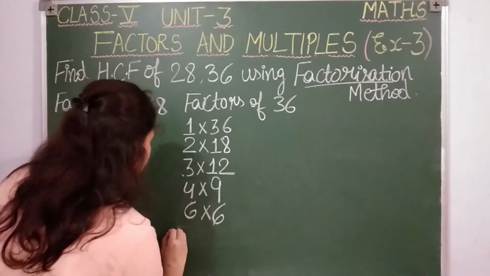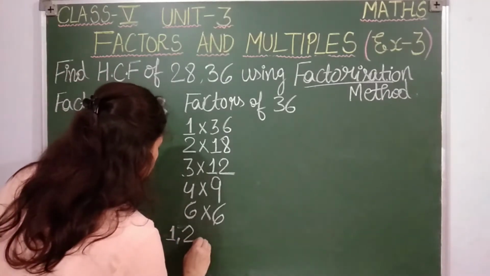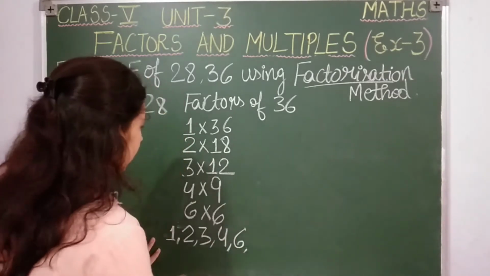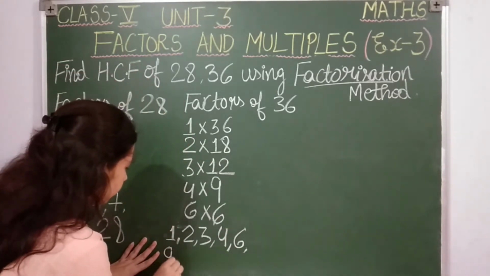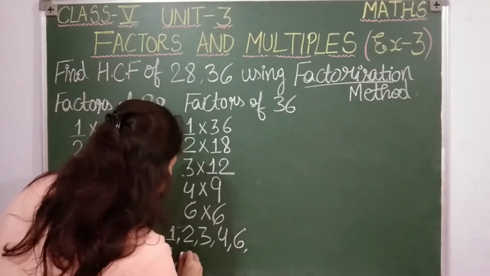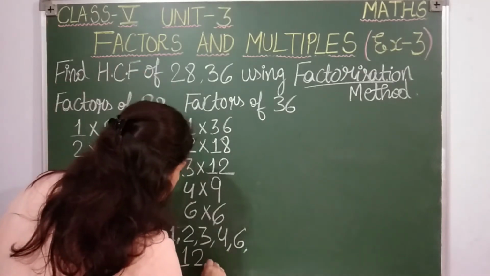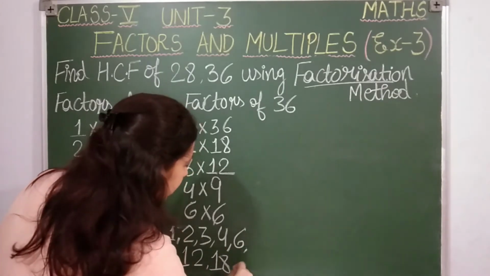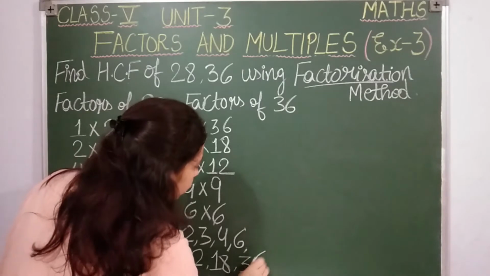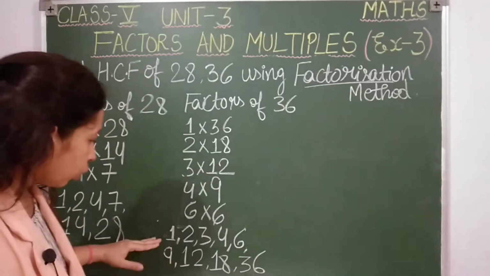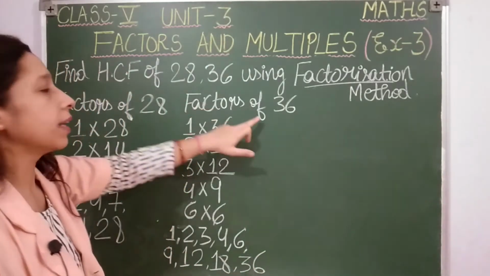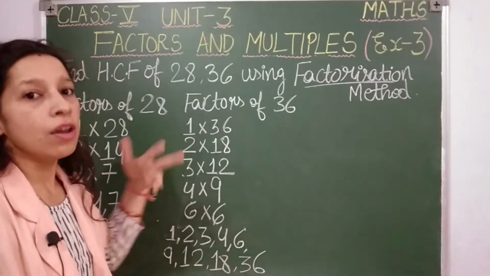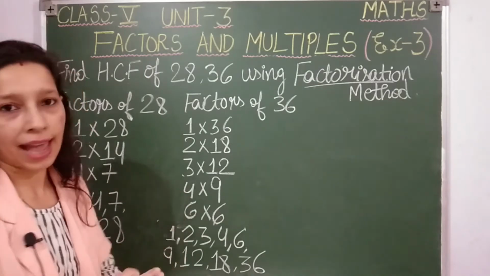So here the factors are 1, 2, 3, 4, 6, then 9, 12, 18 and 36. Clear, students? What have I written here? I have written those tables in which 36 comes. That means those numbers which divide 36 exactly are called the factors of 36, and that is what I have written.